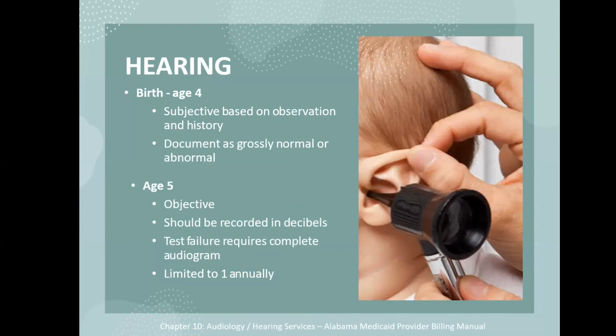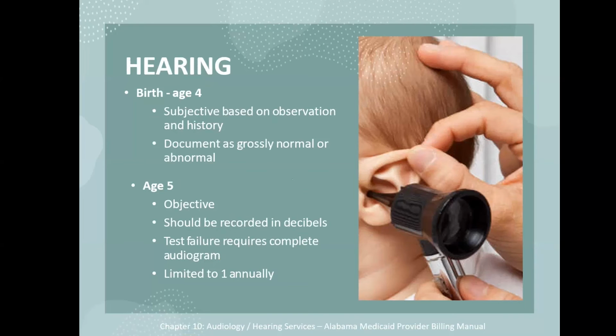Hearing screenings are available either as the result of an EPSDT referral or as the result of a request or a need by the recipient. A subjective screening for hearing problems must be performed on children from birth through age 4 by history and observation. Gross examination should be documented as grossly normal or abnormal. Objective testing begins at age 5.